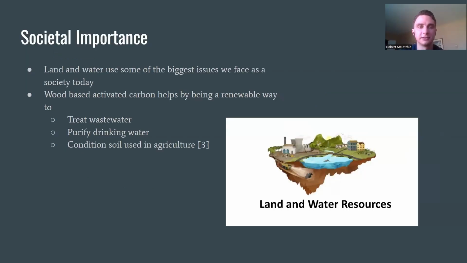So now I'm going to talk about the importance of wood-based activated carbon in terms of society and also in the context of individual companies. As we know, land and water use are some of the biggest issues we face as a society today and are only going to get more important over time. Wood-based activated carbon helps by being a renewable way to treat wastewater, purify drinking water, and even condition soil used in agriculture.